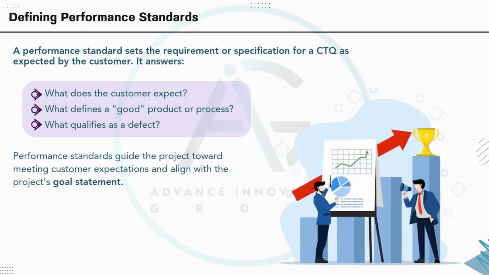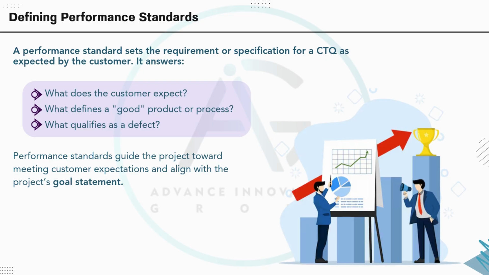When setting up a data collection plan, one of the key elements we need to define is the performance standard. A performance standard specifies what is acceptable and expected by the customer for a particular critical to quality (CTQ) characteristic. It answers three essential questions. 1. What does the customer expect? This ensures the project is aligned with actual customer needs, not just internal assumptions.